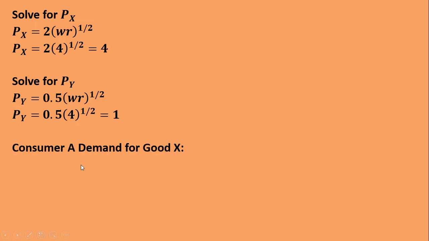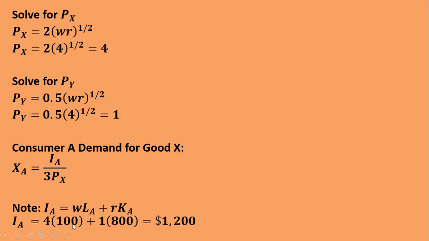So with those prices, we can evaluate consumer A's demand for good x. Here's consumer A's demand. What we will need to get is consumer A's income. What is consumer A's income? It's going to be the wage times consumer A's initial endowment of labor plus the price of capital times consumer A's initial endowment of capital. So this L and K are coming from our beginning slide. We said A had 100 units of labor and 800 units of capital. So when we multiply those numbers by the respective prices and add them up, consumer A has income of $1,200.